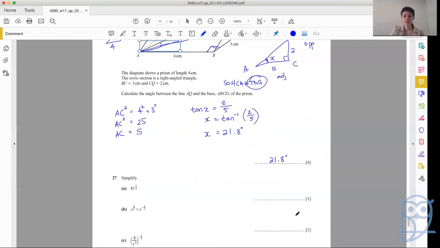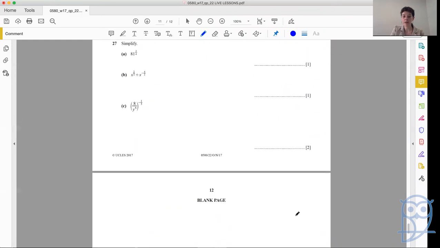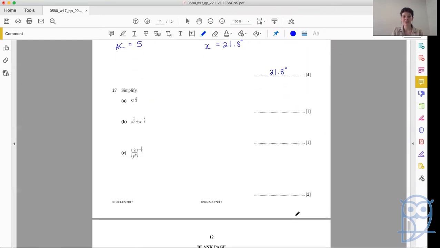And we move on to the very last question of this paper. Question 27. So I'm working with indices. They ask us now to simplify 81 to the 3 over 4. You can just plug it into your calculator. If you wanted to break it down a little bit, we would want the 4th root of 81, and that is 3, and then that would be cubed. And 3 cubed equals 27.